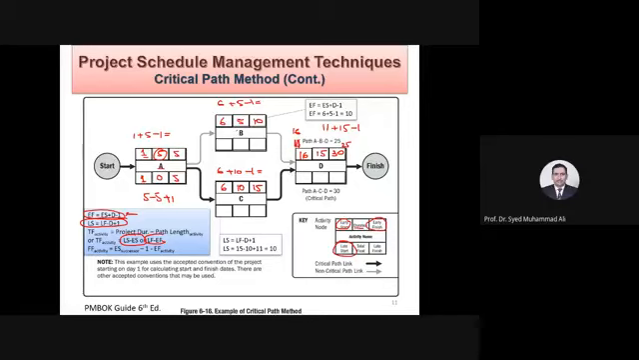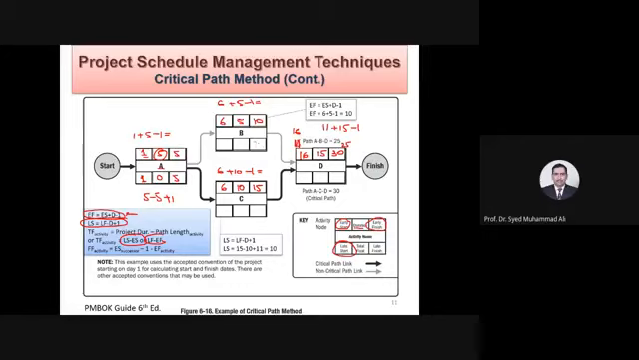Okay, coming to B. Now you see 16 is your starting of activity D. What could be over here? Can you make it 17 over here? Late finish.